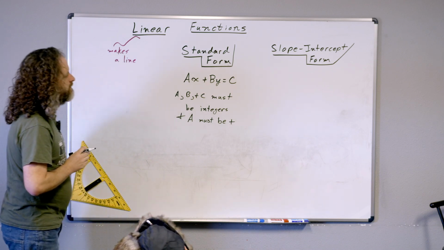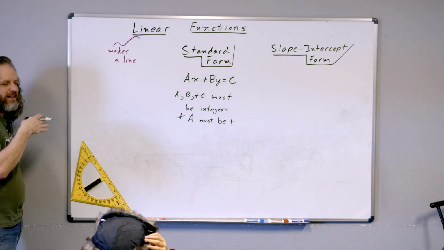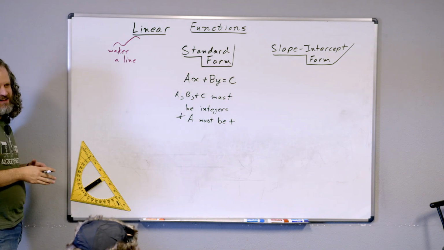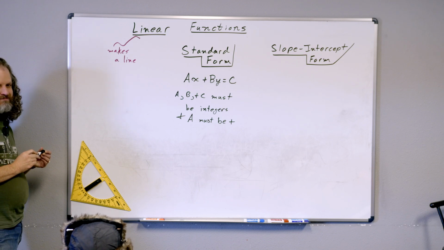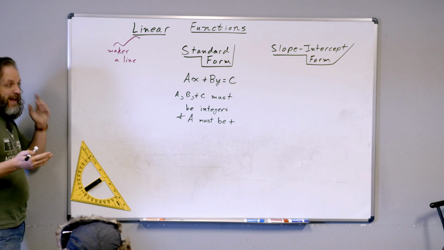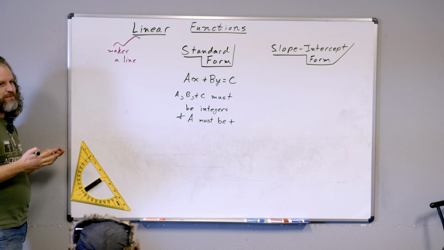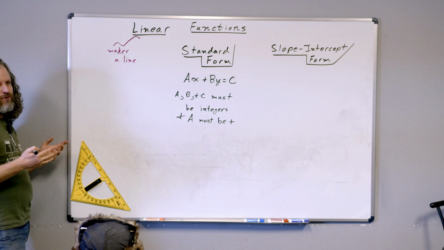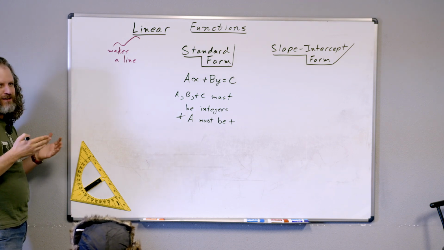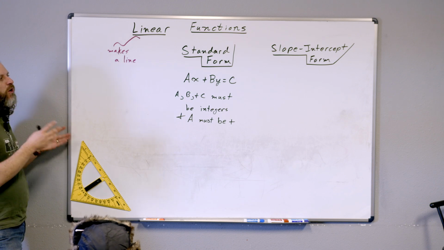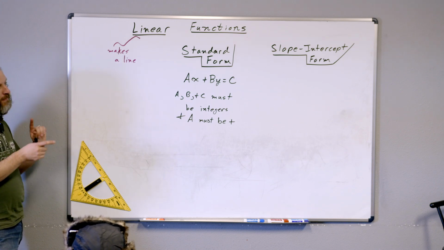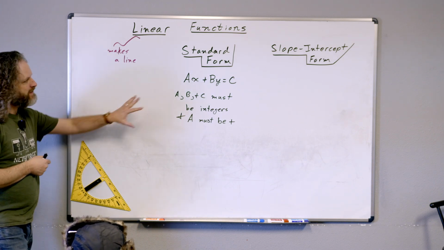So, what does the fact they have to be integers mean? What can they not be? Yeah, so they can't be irrational numbers like pi. They also can't be rational numbers like 1/2 or 3/4 or 5/32, right? They have to be whole numbers. They can be negative, but A has to be positive to be in standard form.